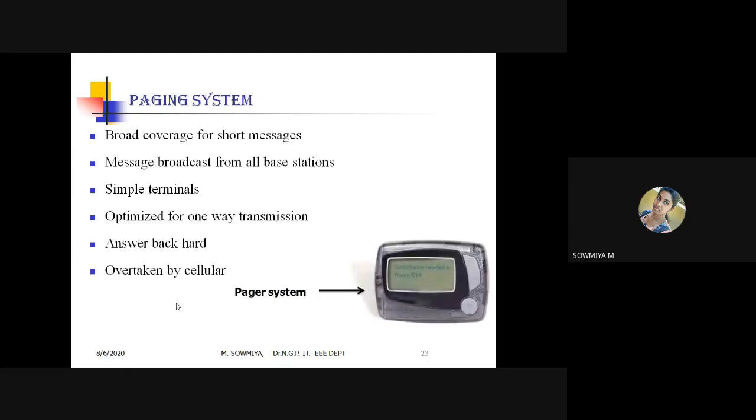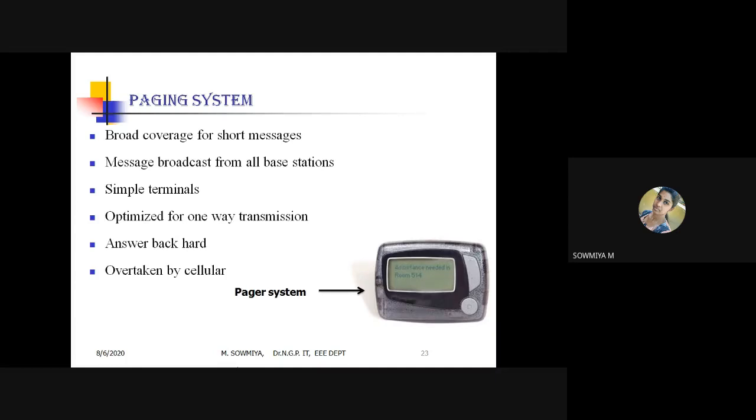Paging systems. Finally, we came to the last system of our communications. Paging systems are communication systems that send a brief message to the subscribers. As I told you before, it can only send a brief message to the subscribers. In this pager system, we can see a one-line message being typed there, and the message inside that box is called a page.